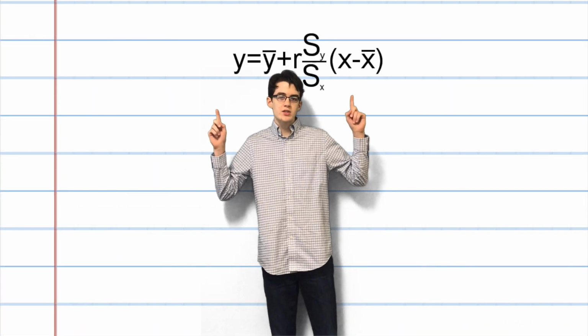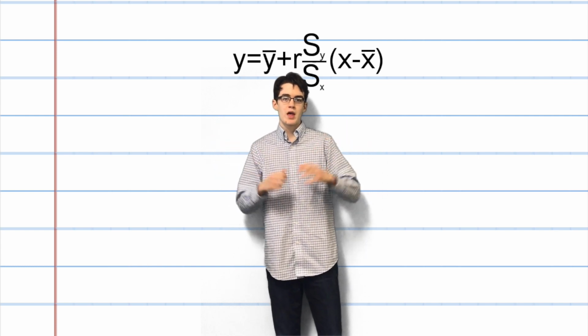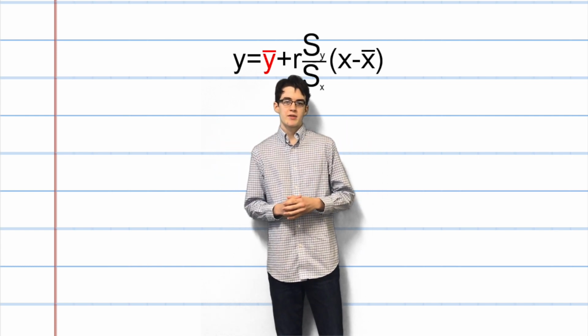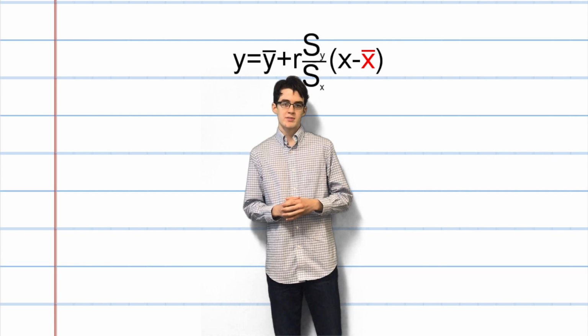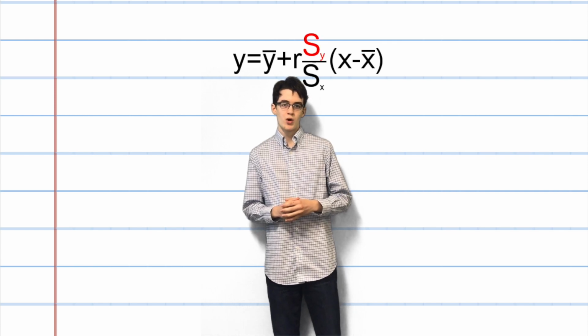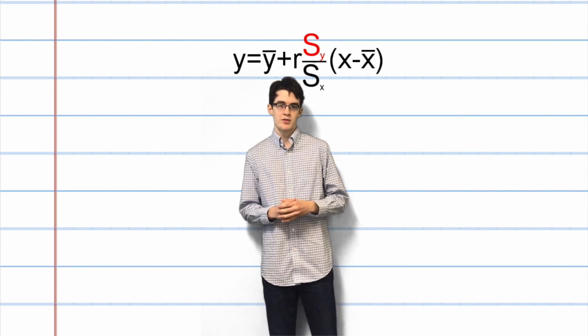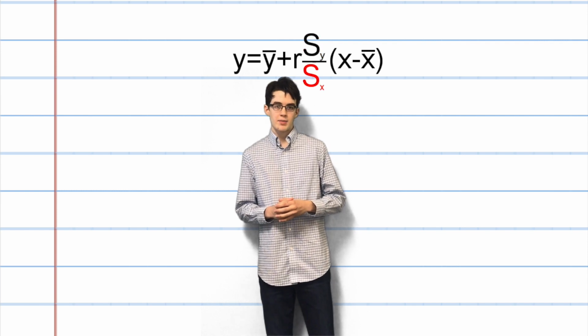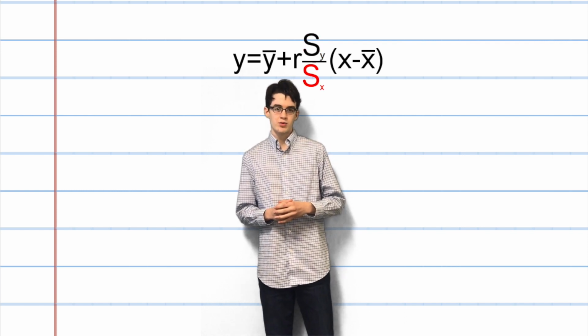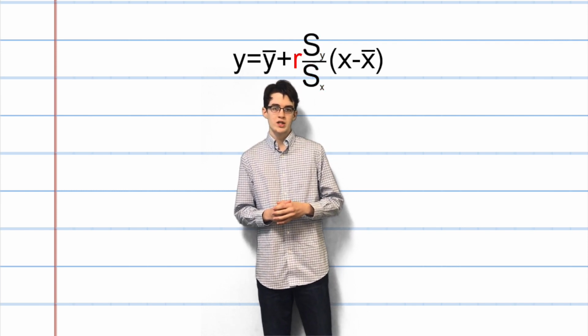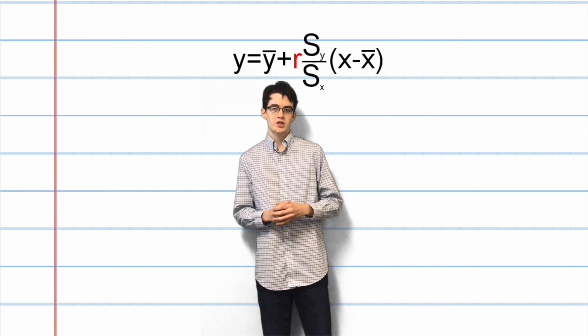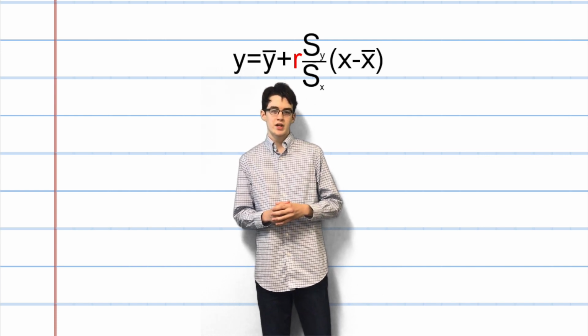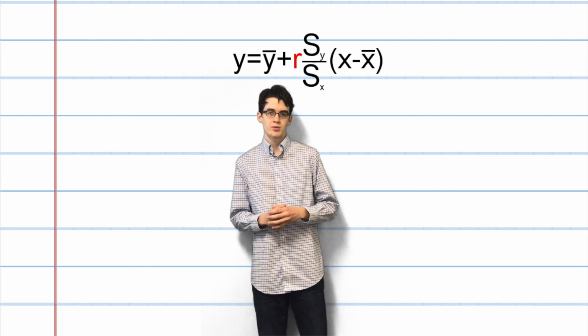We can find the least squares regression line with this wonderfully efficient equation, where y bar is the mean of the output variable, x bar is the mean of the input variable, s sub y is the standard deviation of the output variable, s sub x is the standard deviation of the input variable, and r is the correlation coefficient, a measure of the strength and direction of the linear relationship between the two variables.